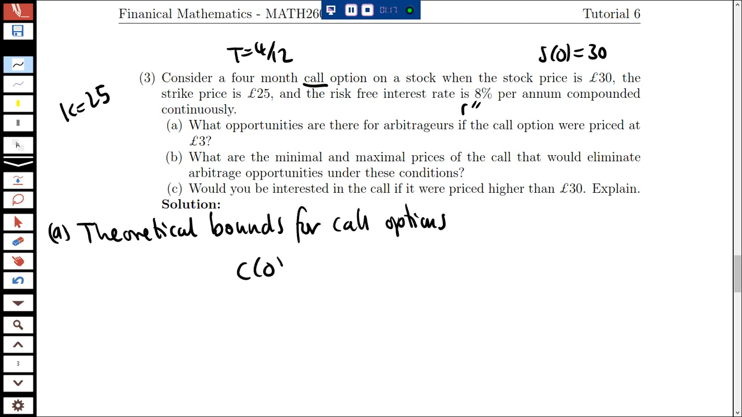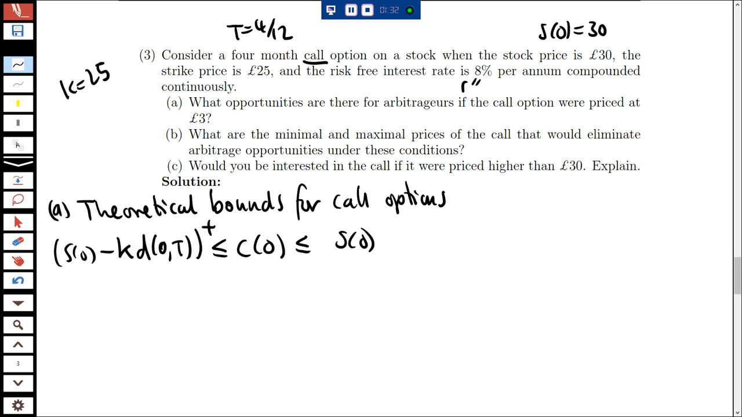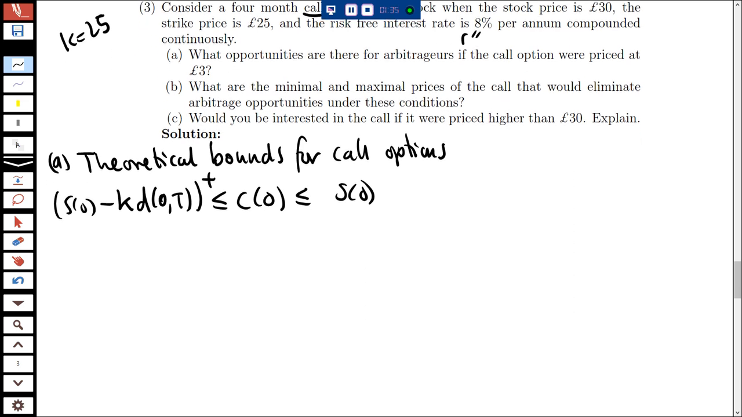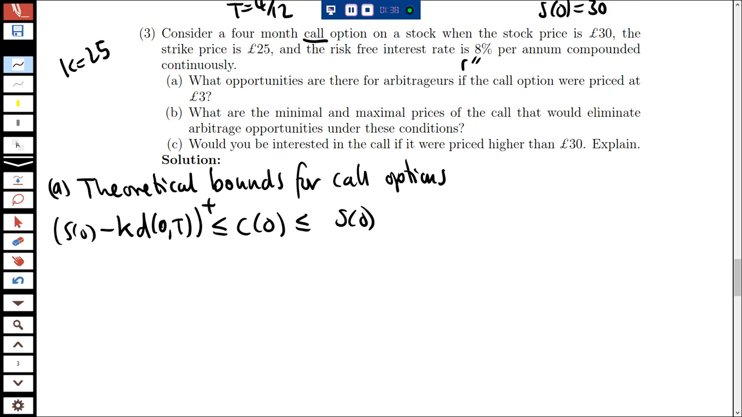Which tells us that a call option should be priced between these two values. Okay, so this should be on your formula sheet if you're fortunate enough to have a formula sheet. So let's calculate these numbers. We have the interest rate's 8%, maturity is in 4 months. The plus means only consider the number if it's positive. If it's negative, just put it to 0.